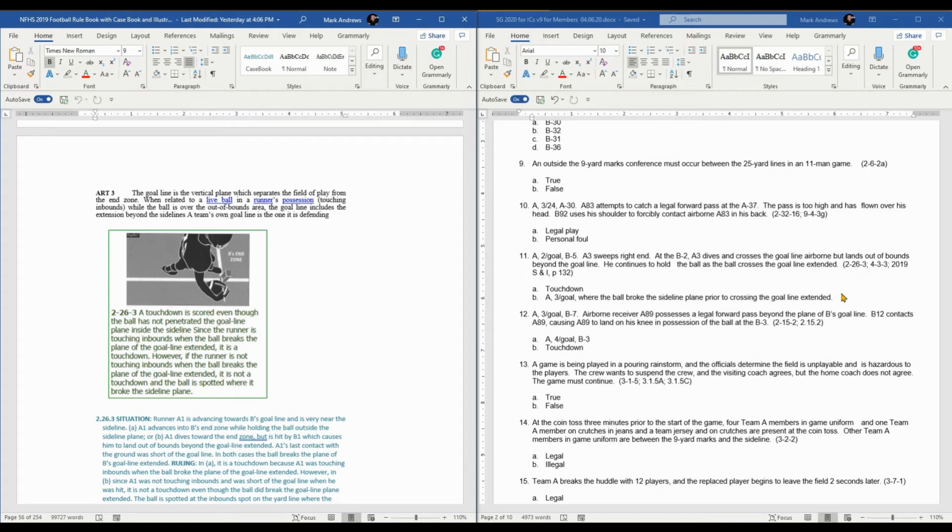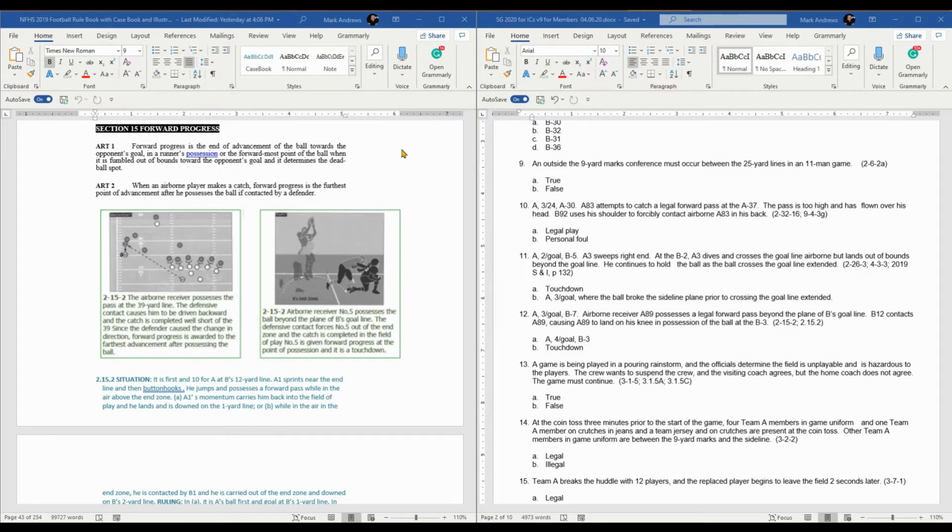Okay, let's move on. Okay, question number 12. A, 3rd and goal at the B7. Airborne receiver A89 possesses a legal forward pass beyond the plane of B's goal line.